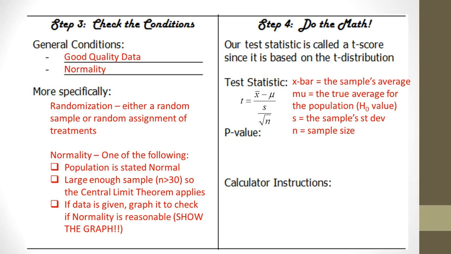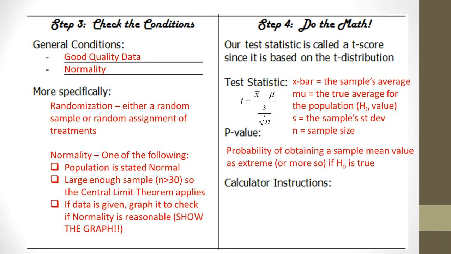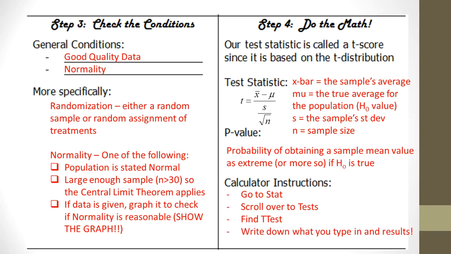Like before, the p-value is the probability that comes from that test statistic. It is the probability of obtaining a sample mean value as extreme or more so if the null hypothesis is true. However, most of the time we're going to use our calculator to find these two values. Remember to go to Stat, scroll over to Tests. You're going to look for the t-test, which on the TI 83/84s is the second option. Don't forget to write down what you type in and your results.